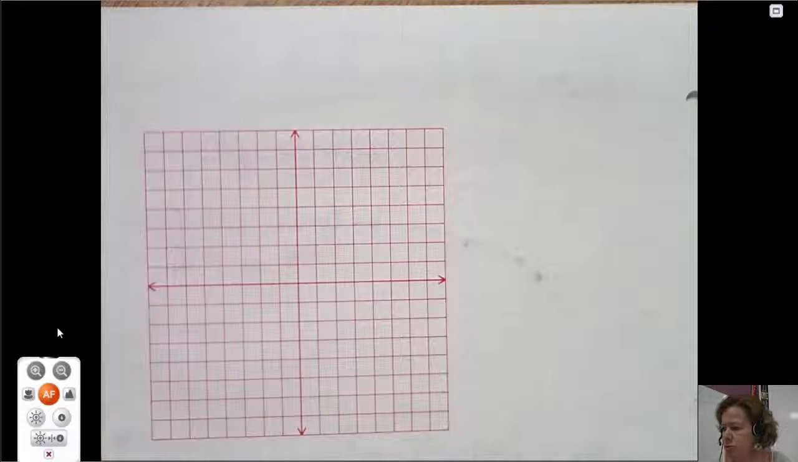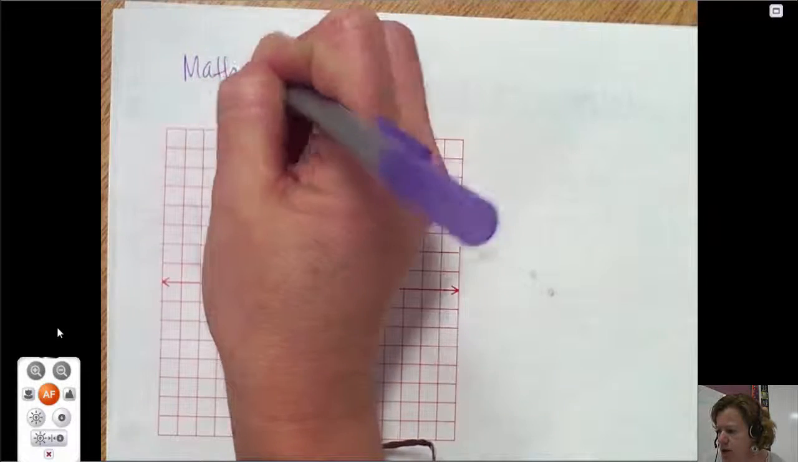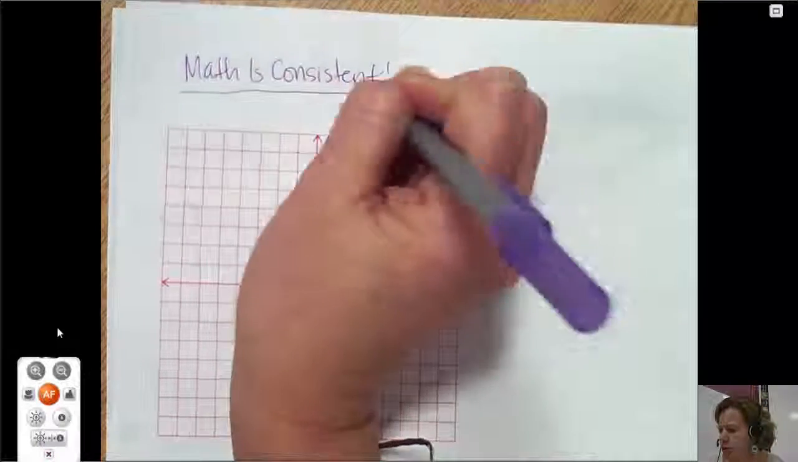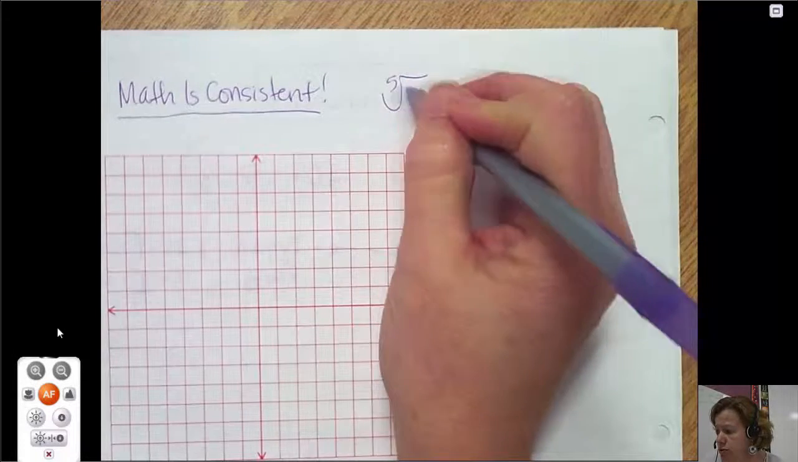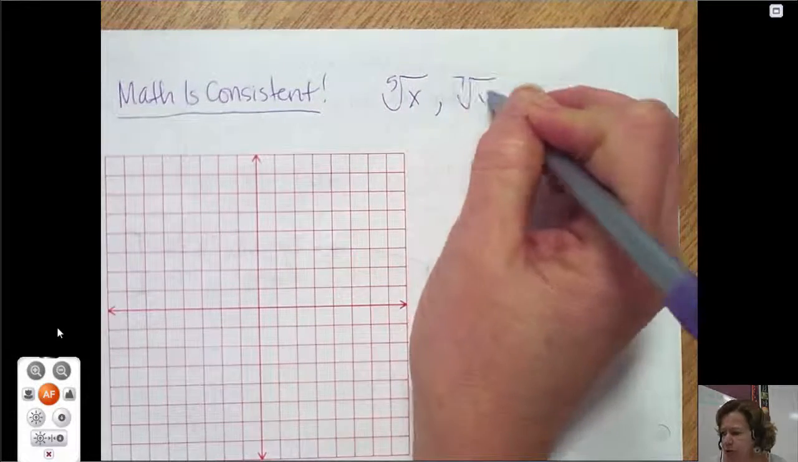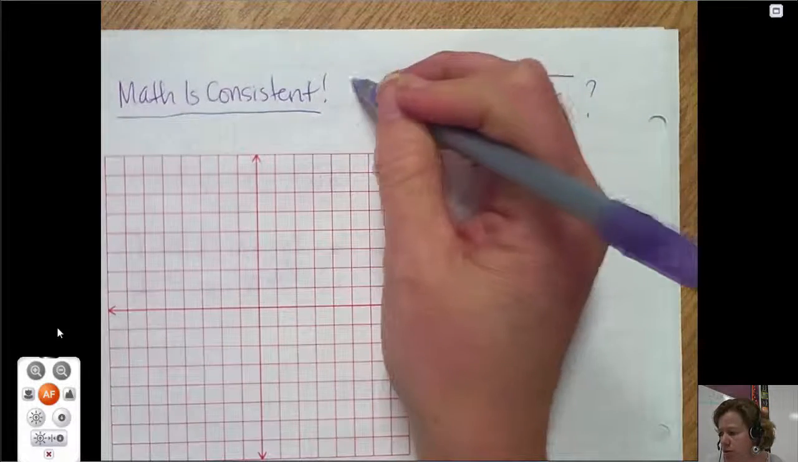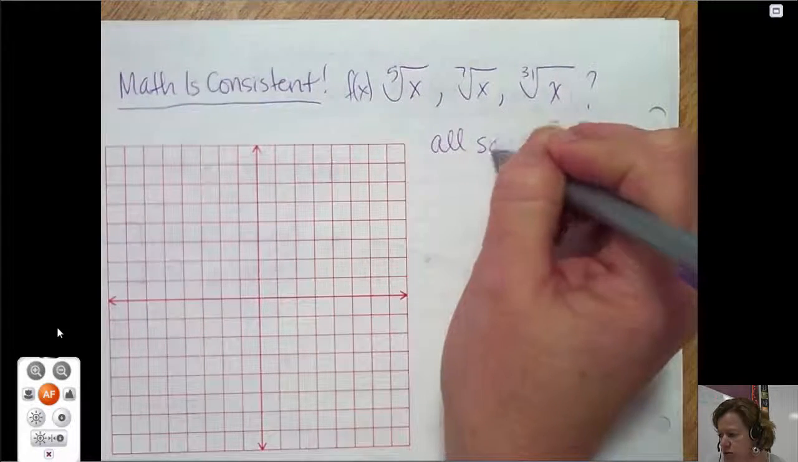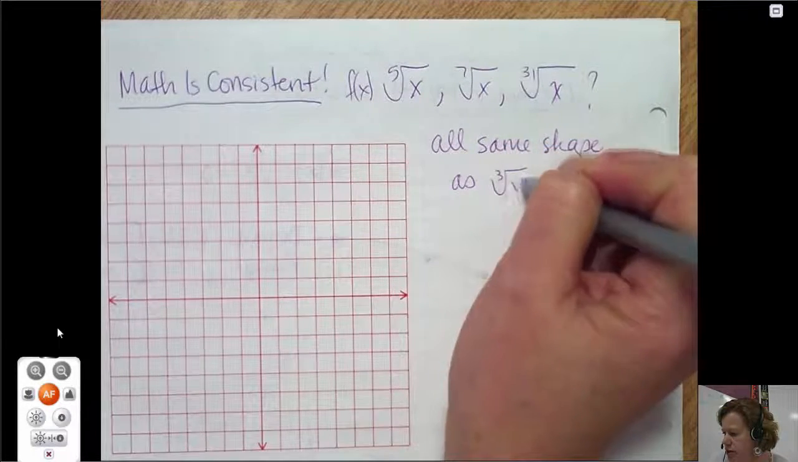Now, because we're in Algebra 2, there's probably more to this. And again, always remember that math is consistent. So, what if I asked you to graph the 5th root of x, or the 7th root of x, or the 31st root of x? What about those functions? Well, they'll all have the same shape as the cubed root of x. Okay, so they'll all look like that sideways snake, I guess.